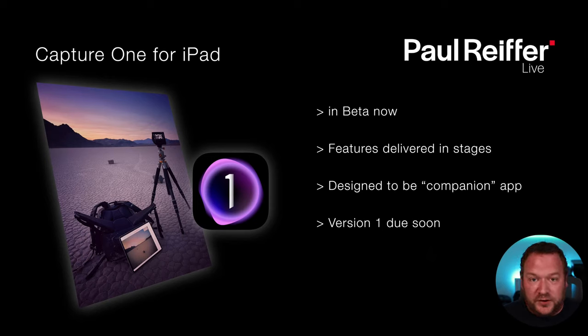Now, for quite some time, I've been able to use iPad for my shooting, so we can tether it to a Phase One digital back using something called Cascable, and that's great when we're out in the field, but that gives me control of the capture. It doesn't necessarily give me control of editing.